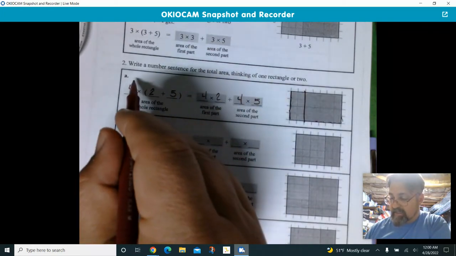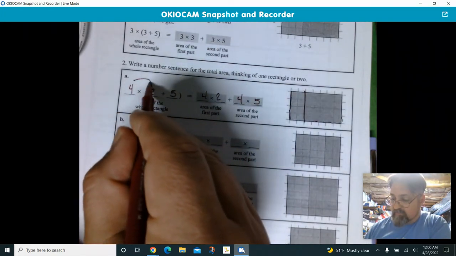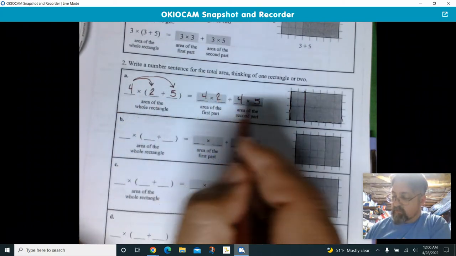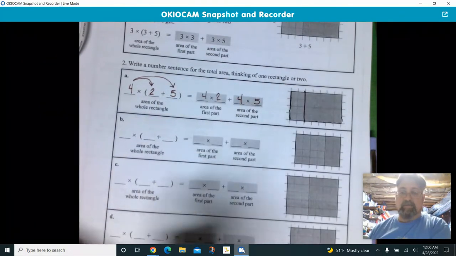That's, again, our distributive property. So if we were going to multiply this out like it is, we would multiply 4 times the 2 and the 4 times the 5. 4 times 2 plus 4 times 5. That's exactly what we're getting right there.